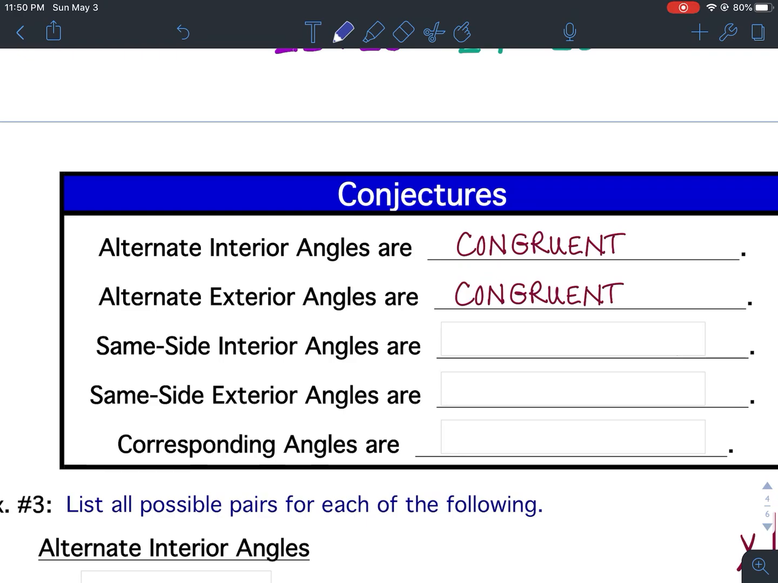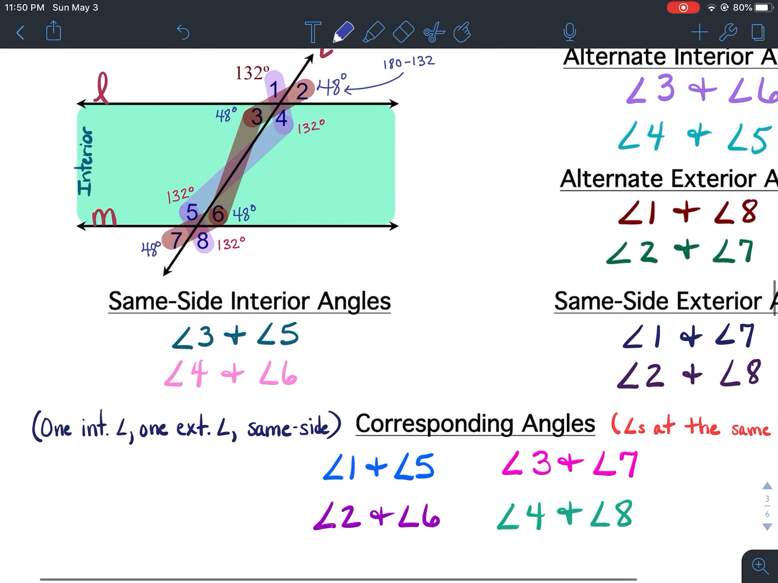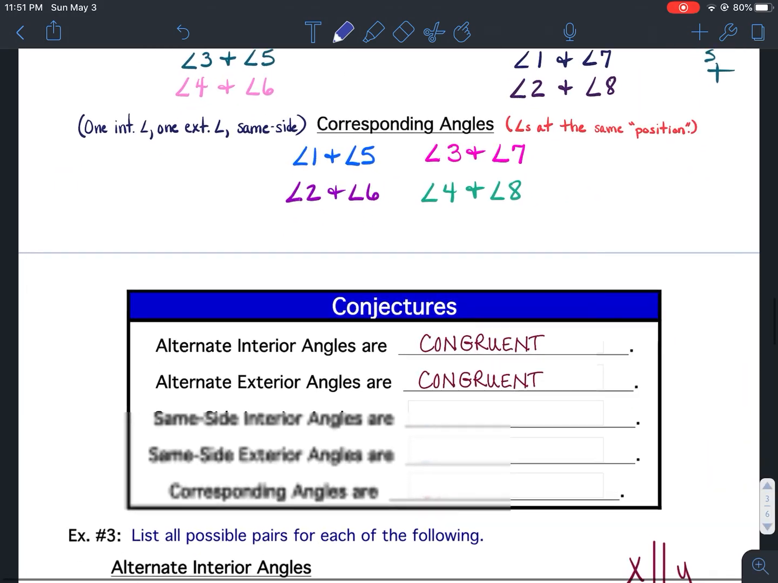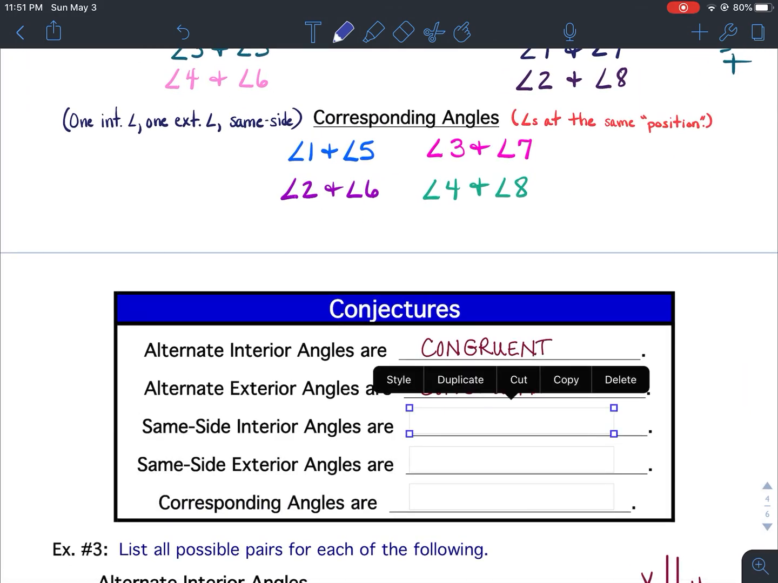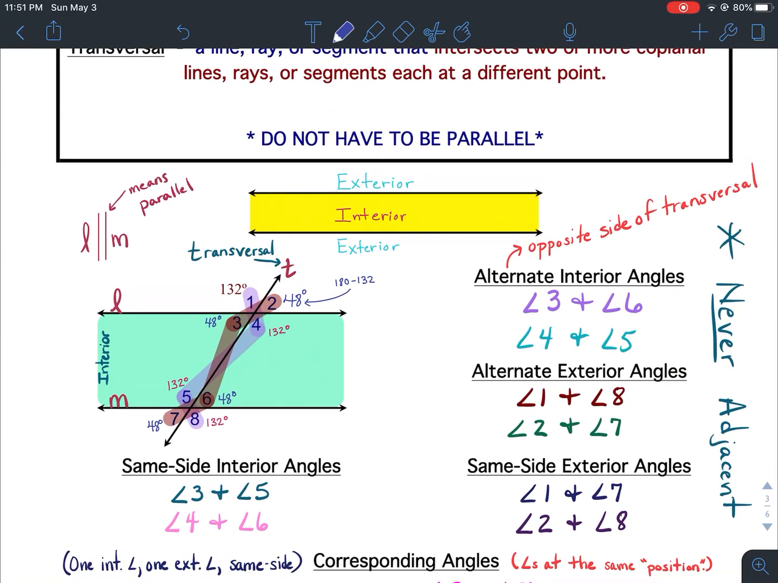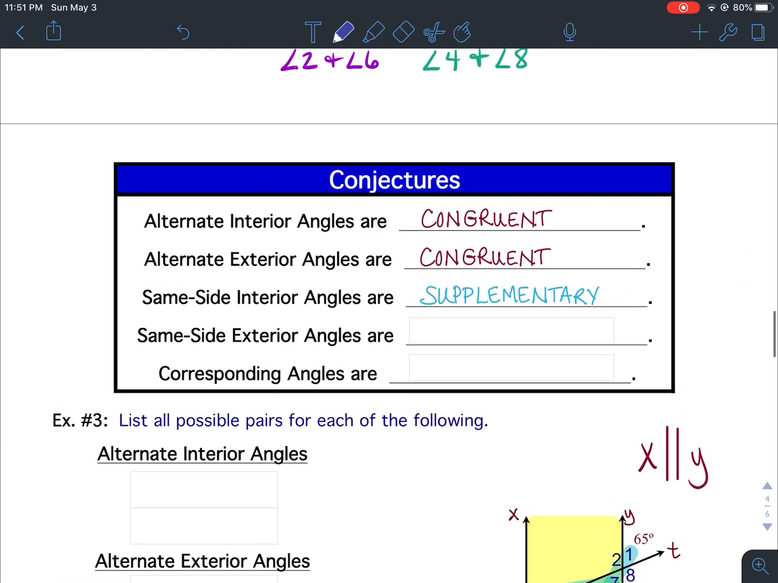Same side interior angles. Well, let's take a look at that. Same side interior angles are 4 and 6, which is 132 degrees and 48 degrees. Well, 132 plus 48 adds up to 180. If two angles add up to 180 degrees, that makes them supplementary. So, same side interior angles are supplementary. Same side exterior, if you look at 2 and 8, again, it's 48 and 132. They add up to 180, making them supplementary.